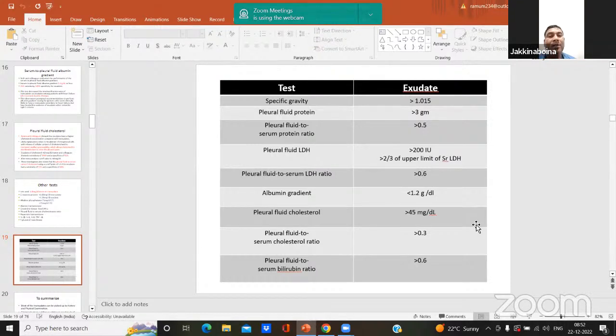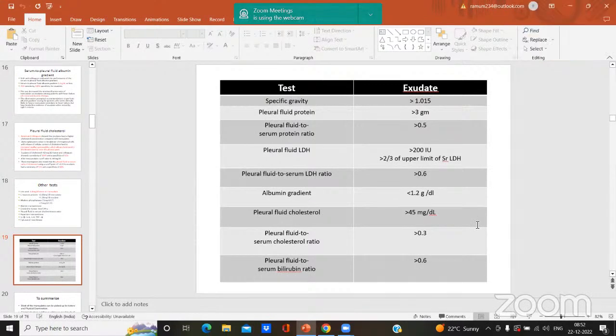Hello, Surendra. Can you see any effusion in COVID patients? Yes, sir. Previously, they used to tell that if there is a pleural effusion, you can rule out COVID. But I have seen a lot of COVID patients with pleural effusion. Can you explain that?